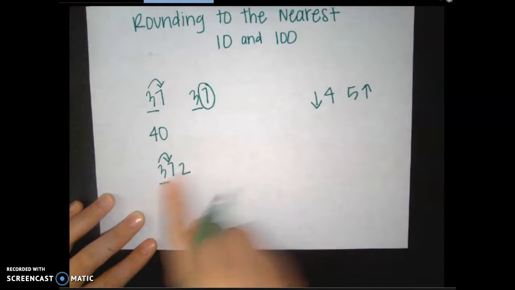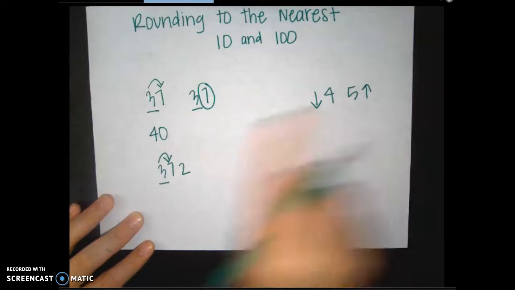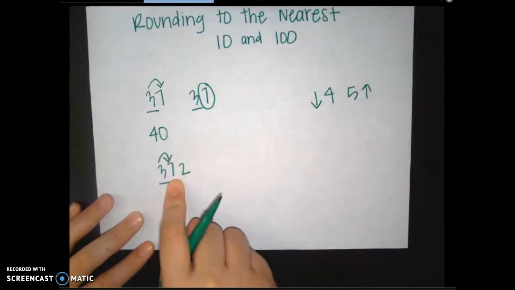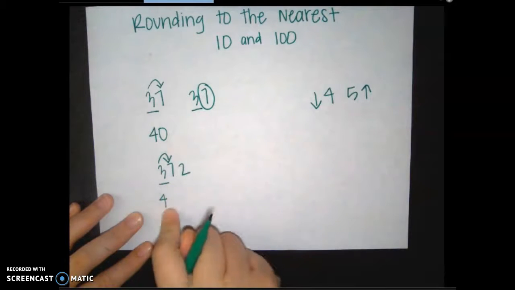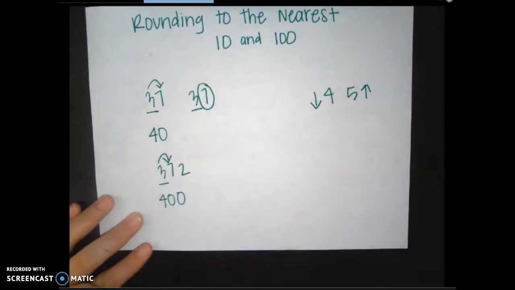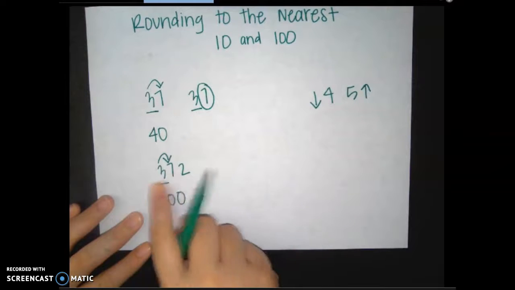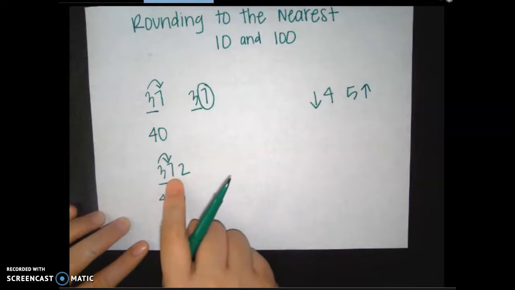372. 4 or less, let it rest. 5 or more, up the score. 7 is more. It's going to be 5 or more. So this becomes a 4 for 400, and everything else becomes a 0. Because if this was on a number line, 372 would be closer to 400 than it would be to 300.